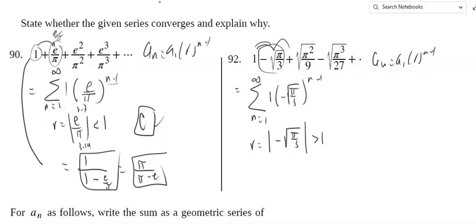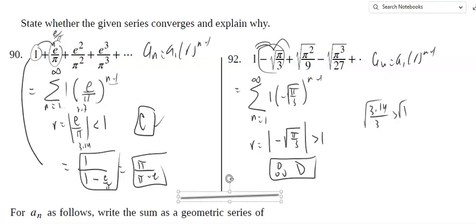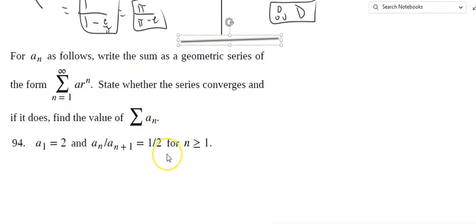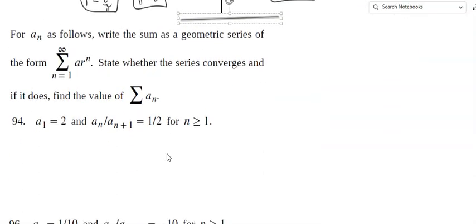But that is bigger than 1 because you're looking at 3.14 divided by 3. That's bigger than 1, right? So the square root of that is bigger than the square root of 1. If that's bigger than 1, we know that geometric series diverge. It only converges if absolute value of r is between negative 1 and 1, exclusive. If it equals 1, if r equal to 1 or negative 1, then the series diverges.